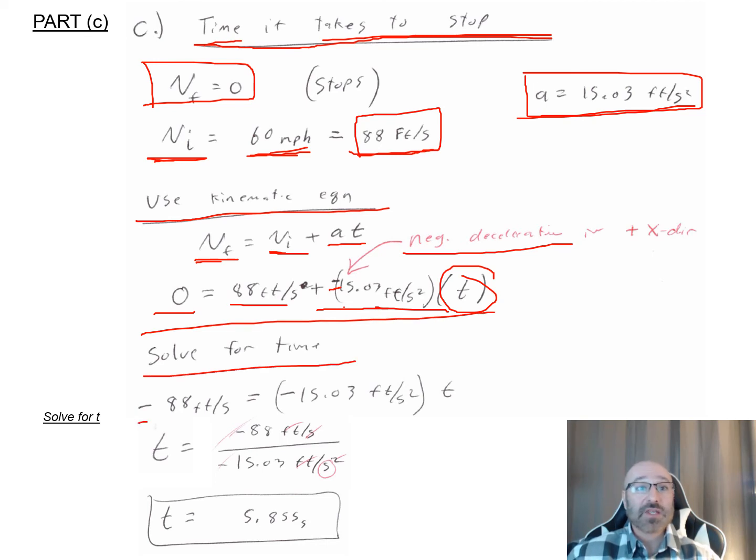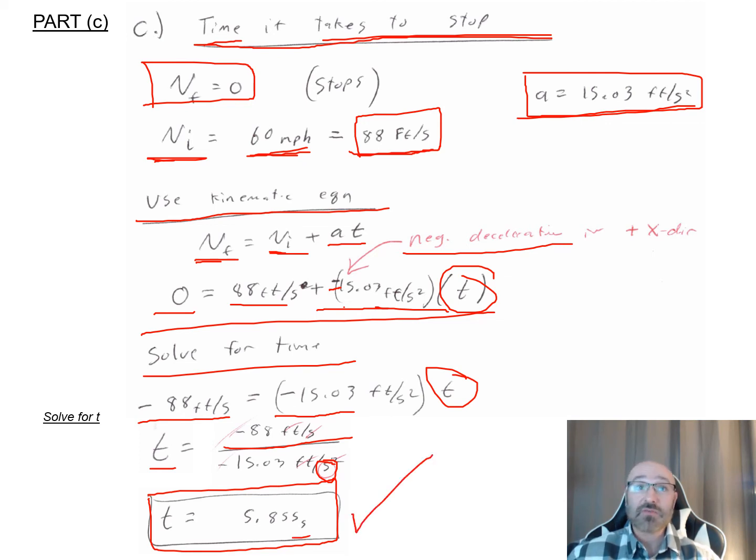We do that and we can say that negative 88 feet per second is equal to negative 15.03 feet per second squared times time. Solve for time, rearrange, divide, and we end up with time is equal to negative 88 feet per second over negative 15.03 feet per second squared. Everything cancels except for our seconds on the bottom, which is great because it's the inverse, so it'll be back on the top when we solve for time. Time is equal to 5.855 seconds. The units check out. So now we have an answer for the time it takes for the car and trailer to stop for part C.